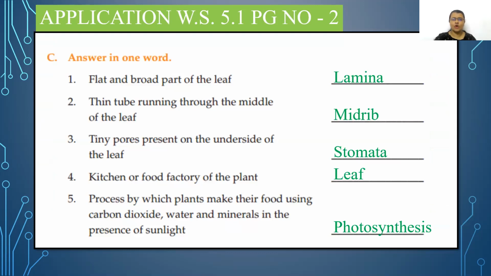First, the flat and broad part of the leaf is called lamina. Second, the thin tube running through the middle of the leaf is called the midrib. Third one, tiny pores present on the underside of the leaf are called stomata. Fourth one, the kitchen or food factory of the plant is called the leaf. Fifth one, the process by which plants make their food using carbon dioxide, water and minerals in the presence of sunlight. This process is called photosynthesis, right?